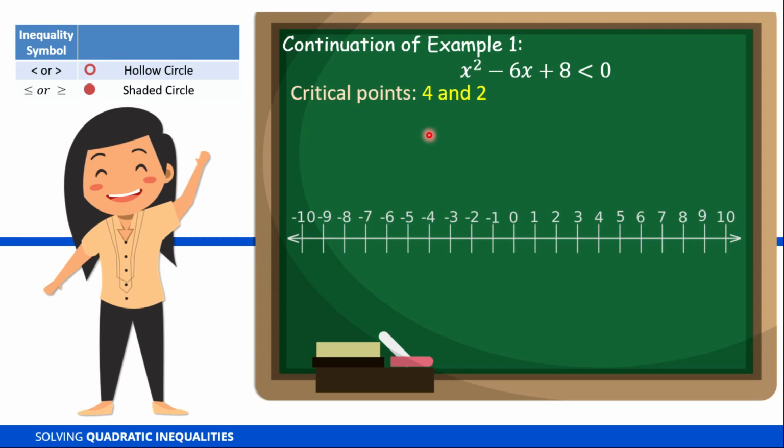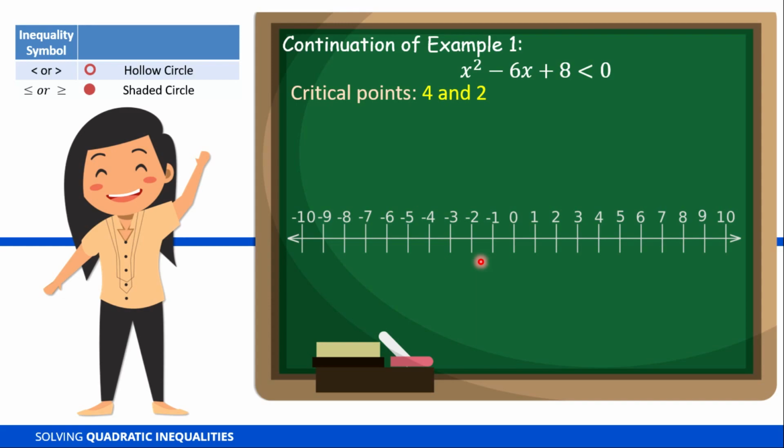Okay, magkaiba yan. Kapag ang symbol na ginamit sa ating original inequality ay less than o kaya naman greater than, ang ginagamit na circle ay hollow. Okay? Pero kung ang given natin ay may or equal to, o yung may guhit sa ilalim, we have less than or equal to o kaya greater than or equal to, ang ginagamit naman natin ay shaded circle. So, dito sa ating given, anong circle ang ating gagamitin para ma-locate ang critical points sa number line? Yes, we are going to use hollow circle.